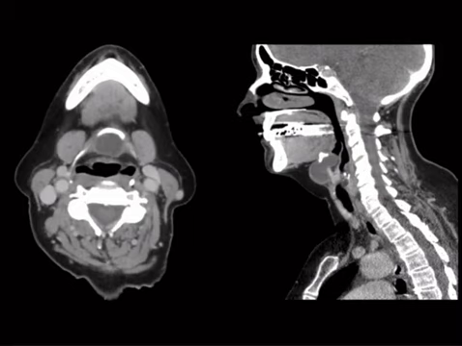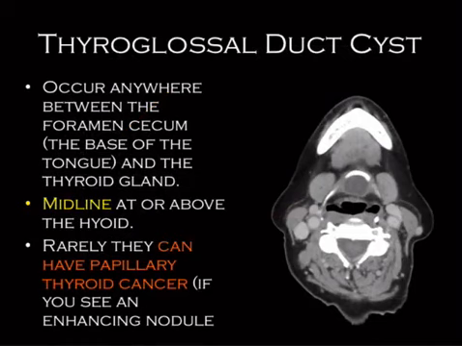And then the next thing to do is decide on whether it's cystic or solid. Cystic cases are by far more common. Solid cases are going to be like floor of the mouth cancer and oropharyngeal or nasopharyngeal cancers. So this is a cystic case. Once you've figured that out, then you need to localize it. So here it is. Here's our cystic lesion, and it is around the level of the hyoid. So this is a thyroglossal duct cyst.